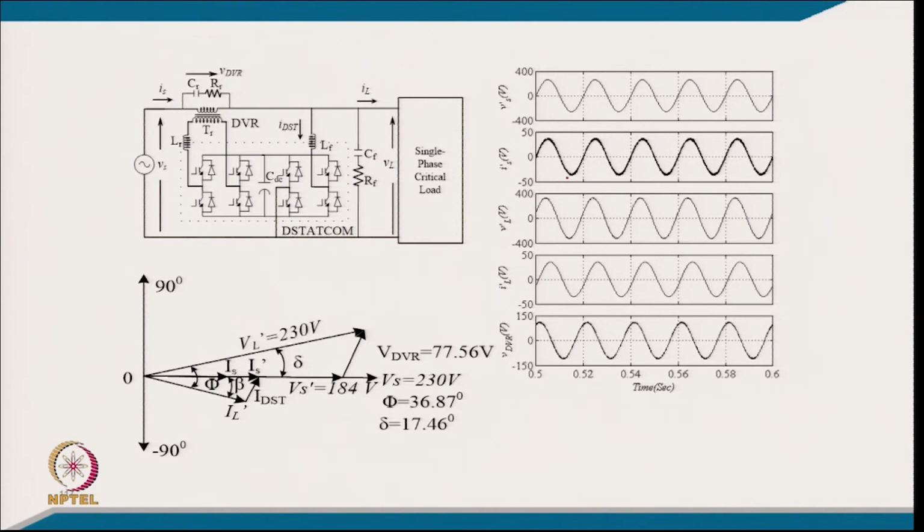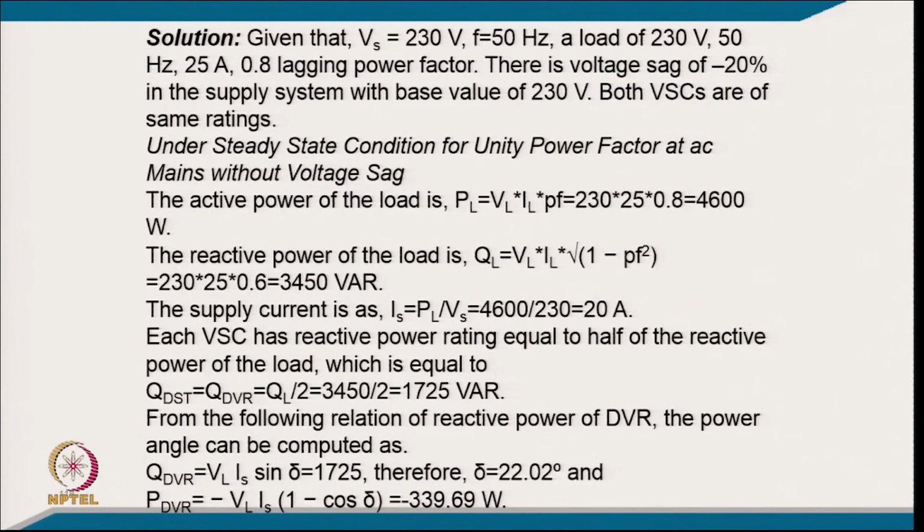So, you have a supply voltage, supply current corresponding to the power, and this is the load voltage, load current, and this is the DVR injected voltage, so that the load voltage is regulated, as there is typically a voltage sag. So, coming to the numerical portion, given that Vs equal to 230 volt 50 Hz, a load of 230 volt 50 Hz, 25 ampere 0.8 lagging power factor, there is a voltage sag of 20% in the supply system with the base value of 230 volt, and both voltage source converters are of the same rating.